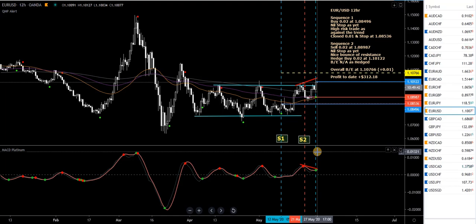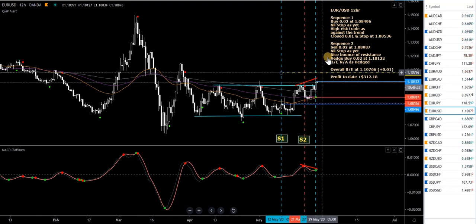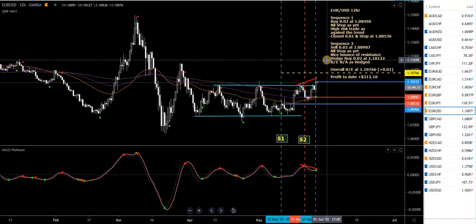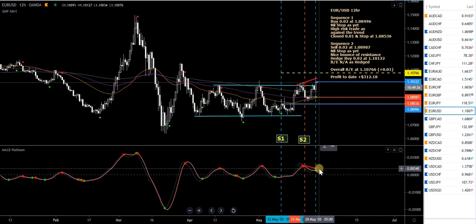Checking my notes. I just took on sequence 2. It's in the sell. All I've done is taken a hedge buy, so that's this hedge buy here. It's not a standalone buy trade. The MACD Platinum's above the zero level.